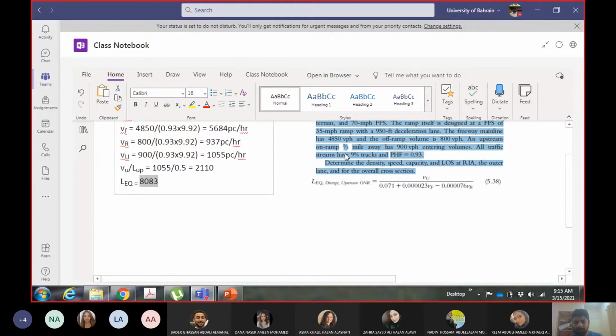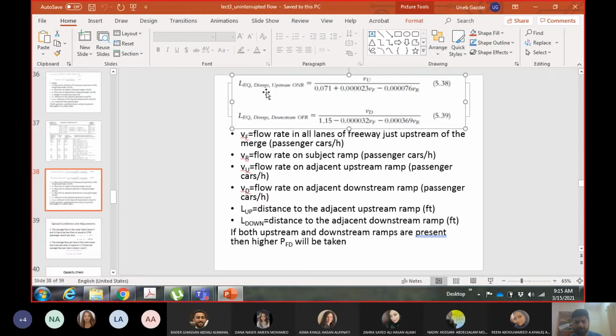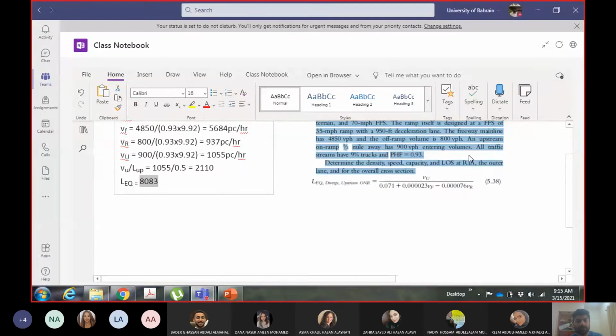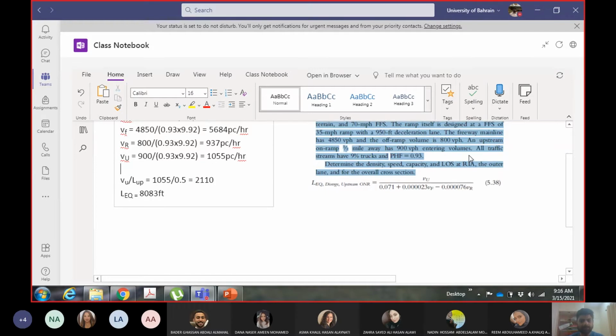Okay, so this is to the upstream or downstream ramp which you have, not the ramp of the diverge area. So LEQ is 8083 feet, right? Now I think these values are in feet. So if I calculate this in feet, this should be in feet because miles dividing by miles doesn't make any sense. So I should convert the distance to feet.